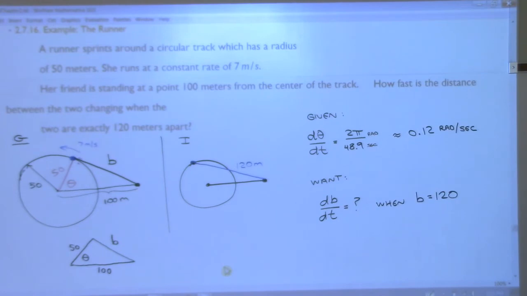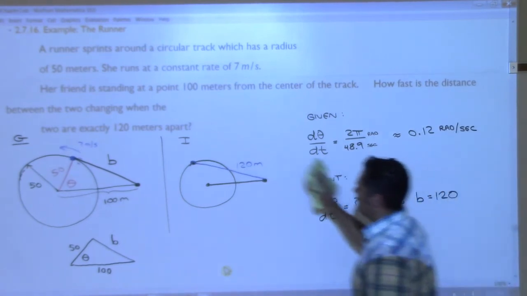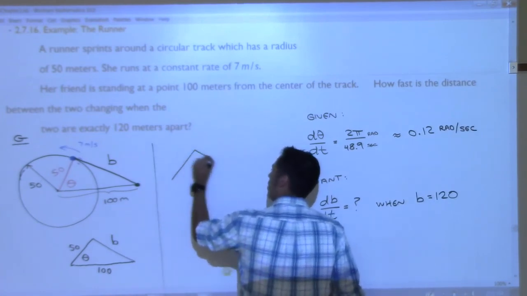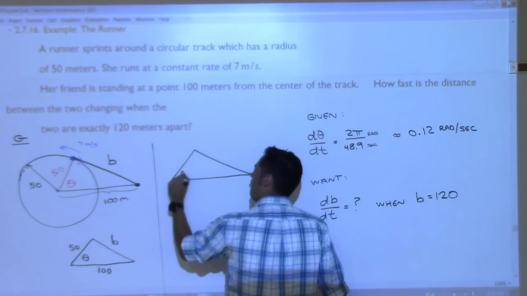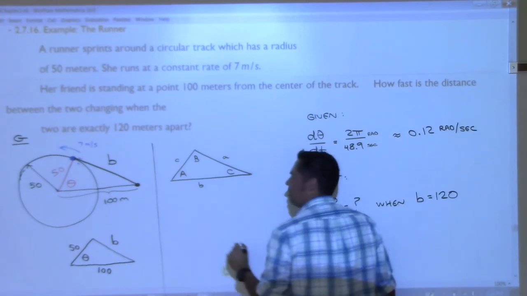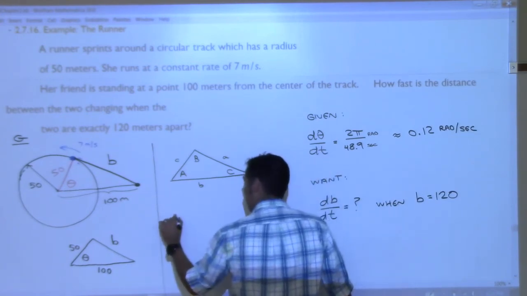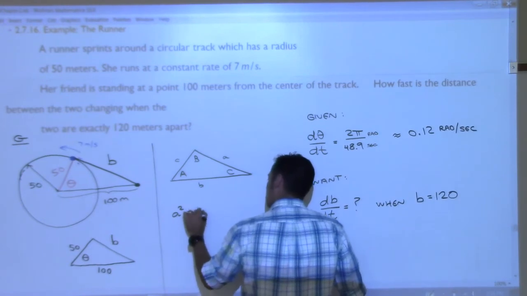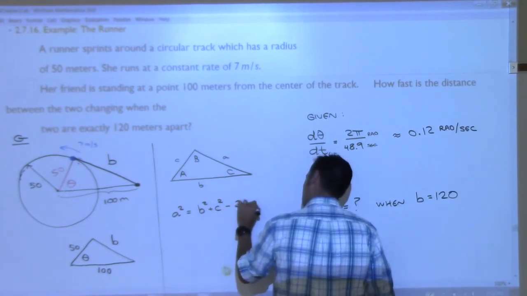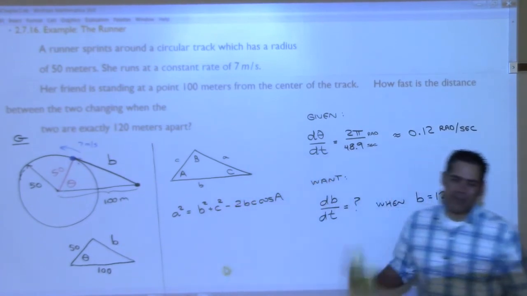Law of sines, yeah. Sines is when you have two angles and two sides. Law of cosines is when you have one angle and two sides. So at this point, I'll remind you of this. If this is angle A, B, C, little a, little c, little b, law of cosines says little a squared equals b squared plus c squared minus 2bc cosine of capital A. That's law of cosines.